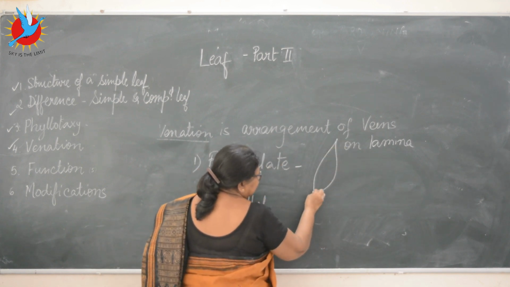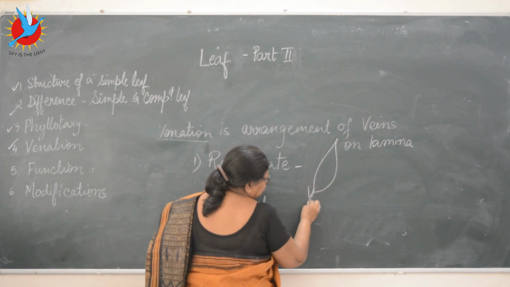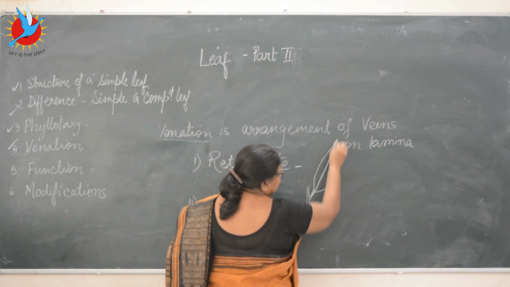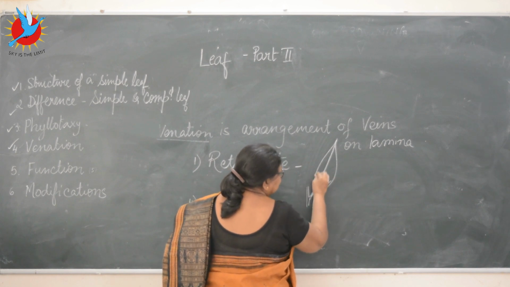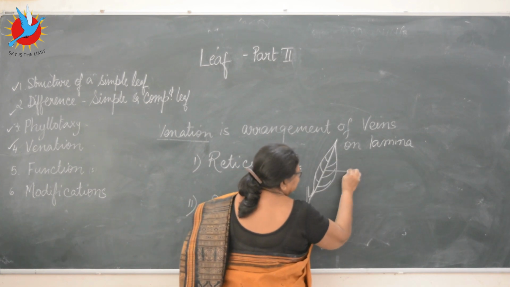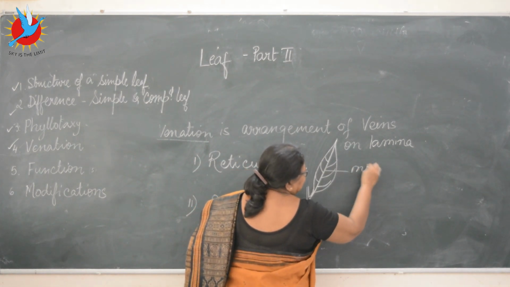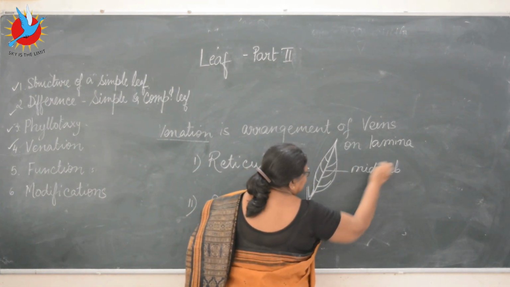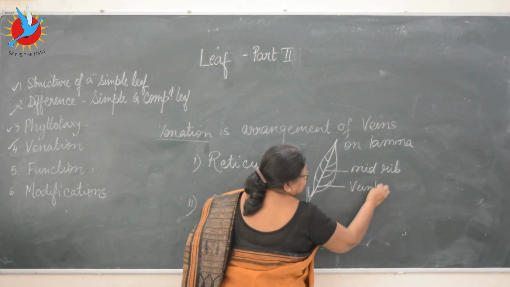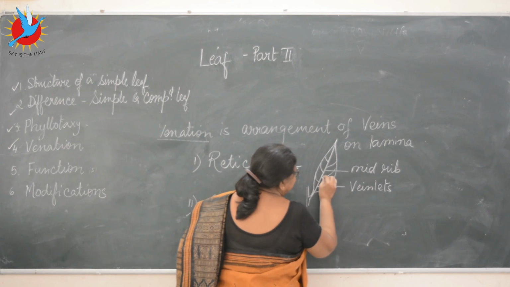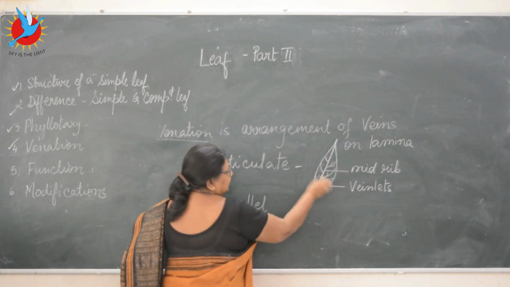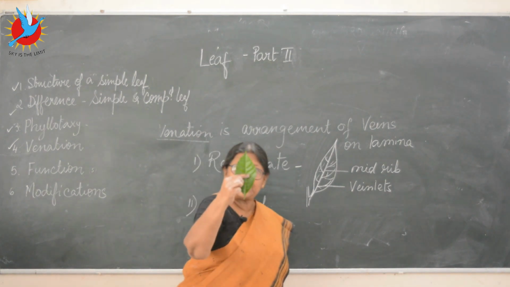A simple diagram. This is extending here, and from here the other veins are coming. So this is the midrib or the main vein, and these are the veinlets. Again from them further branches will come. Clear? So this is your reticulate.